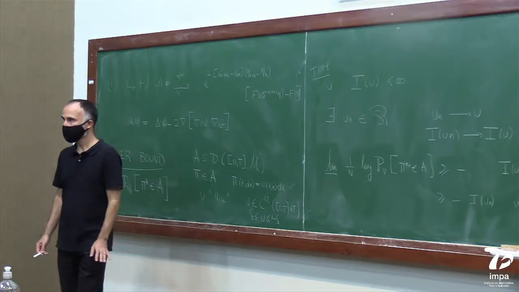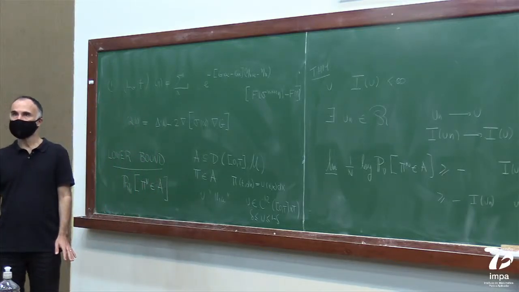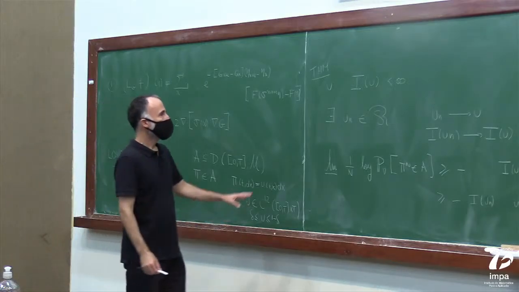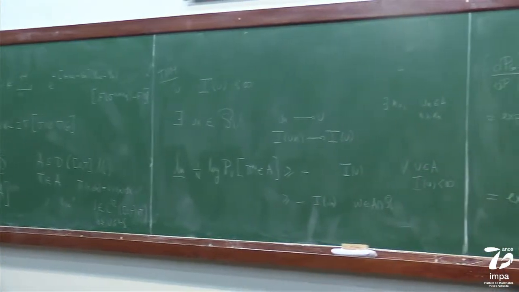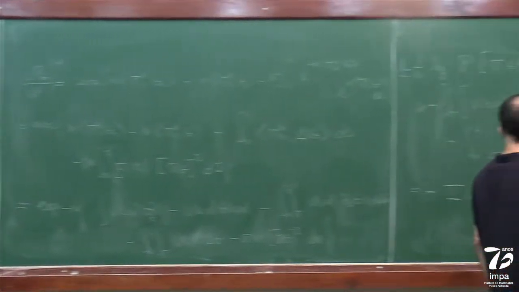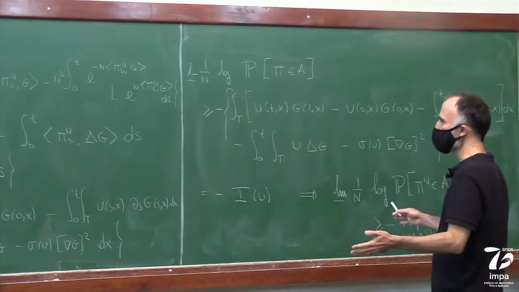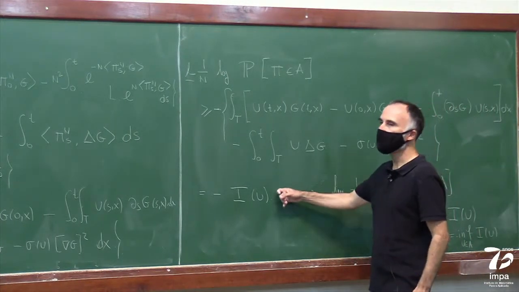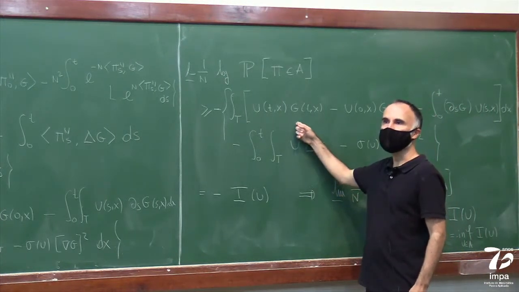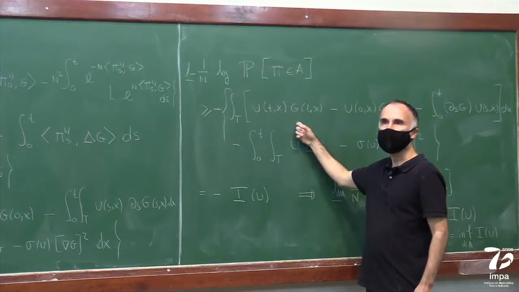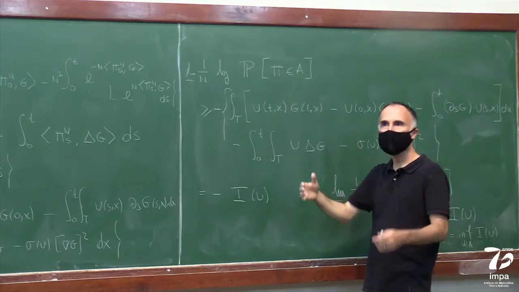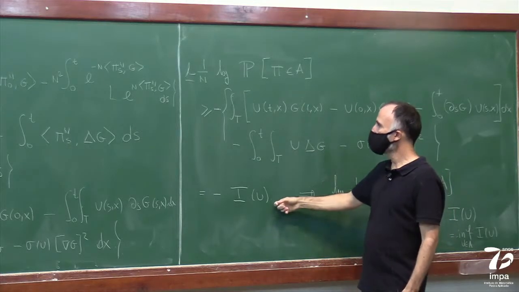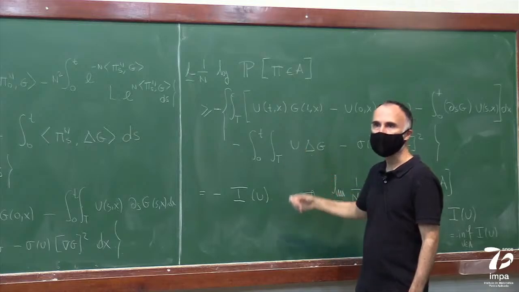All right? So that's an extremely important step in the proof of the lower bound. And to complete my argument, what I have to show is that I of u is given by this formula. Okay? I introduced I as a supremum over test functions. Now I'm claiming that I is equal to this expression.